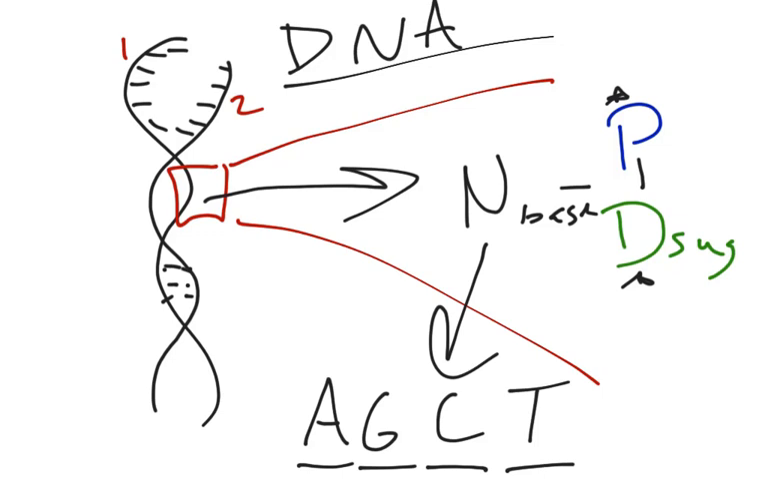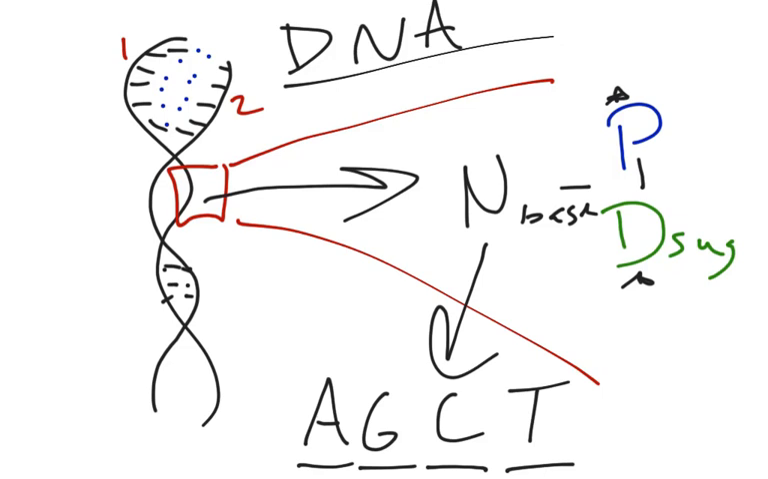Okay, and what happens is they pair up accordingly, and they have hydrogen bonds between them here. And that's what keeps the DNA bound together. So you have these hydrogen bonds, which is what those dots are supposed to represent. And so they're bound together, and that keeps the double helix.